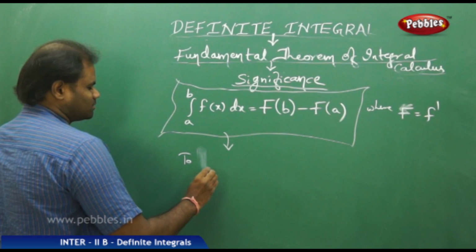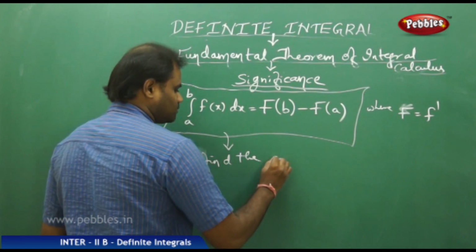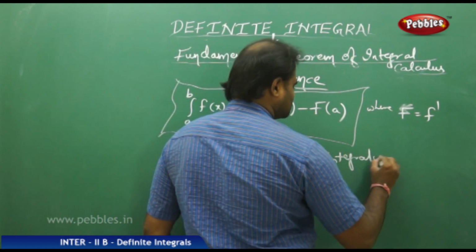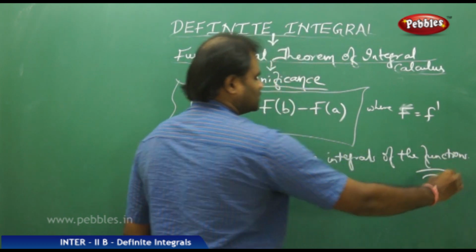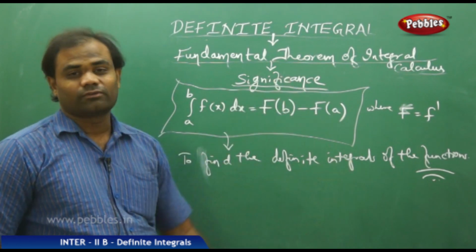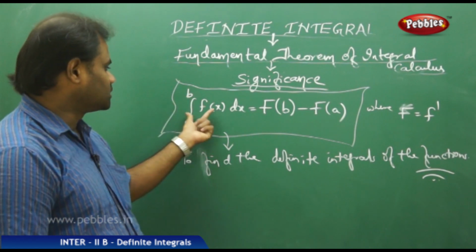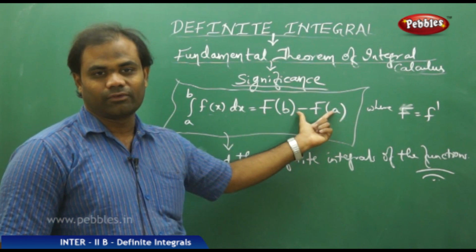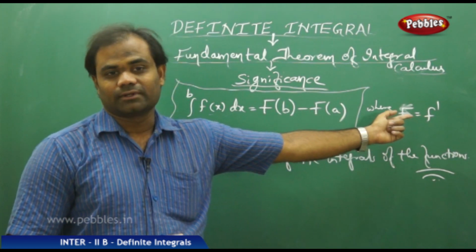to find the definite integrals of functions, to find the definite integral of bounded functions. This is how we find the significance of the fundamental theorem of integral calculus, which helps in finding the definite integrals of functions. The definite integral of f of x dx from a to b is found by just finding F of b and F of a and subtracting, as F of b minus F of a, where F dash is f.